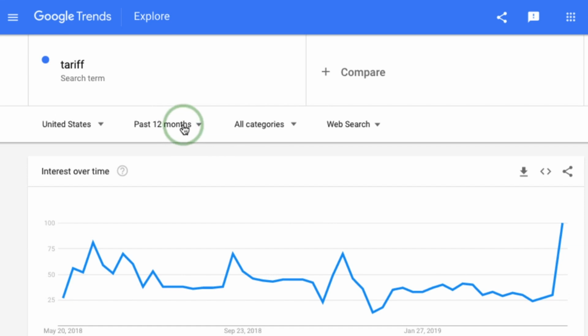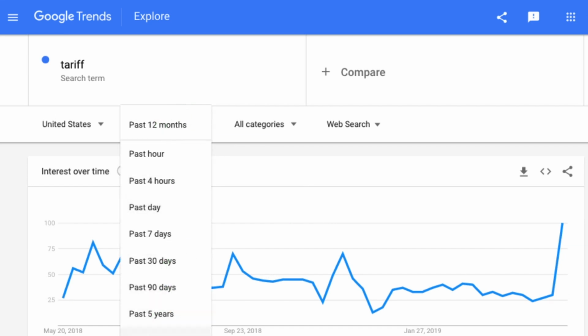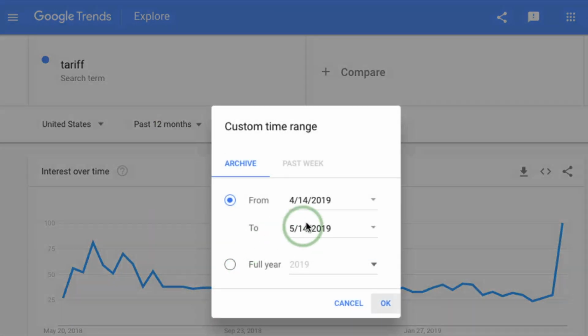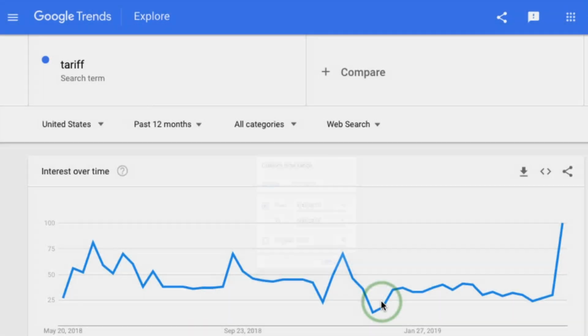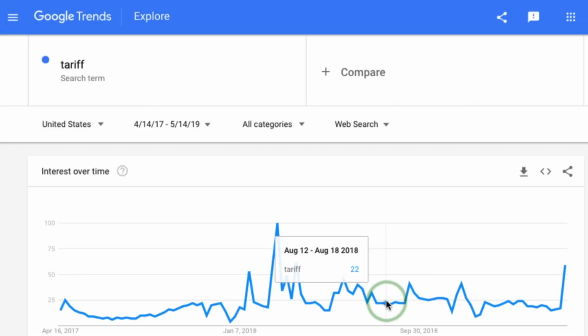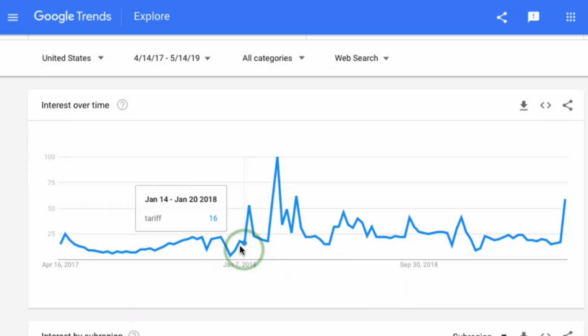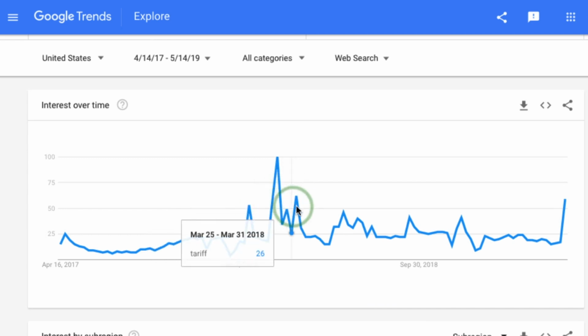So I'm going to go ahead and back this out, and you can do a custom time range. I'm going to do that for 2017. We'll just go 2 years on this, and I'll get a refresh. And there you can see we got a spike at the beginning of 2018 in the first quarter.